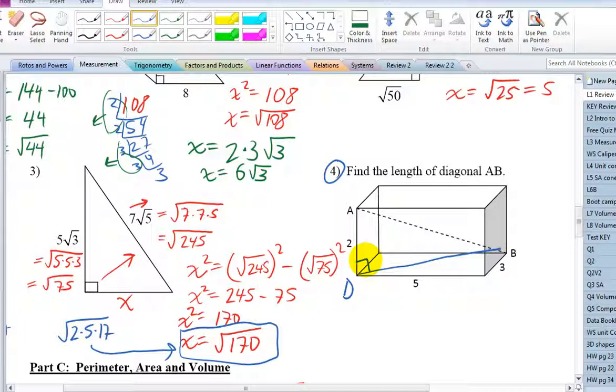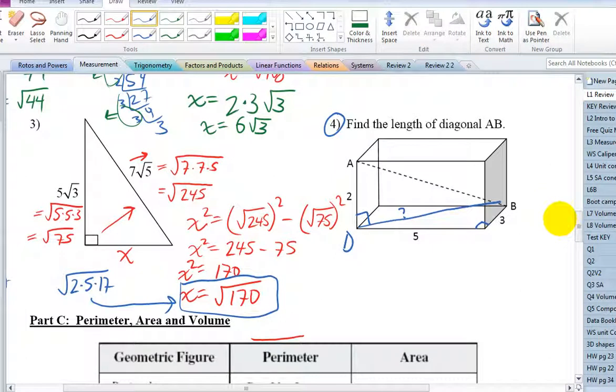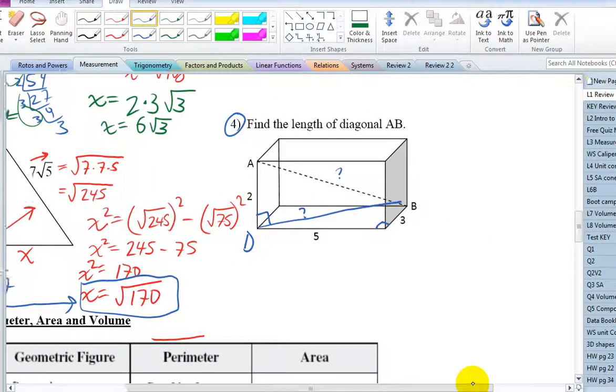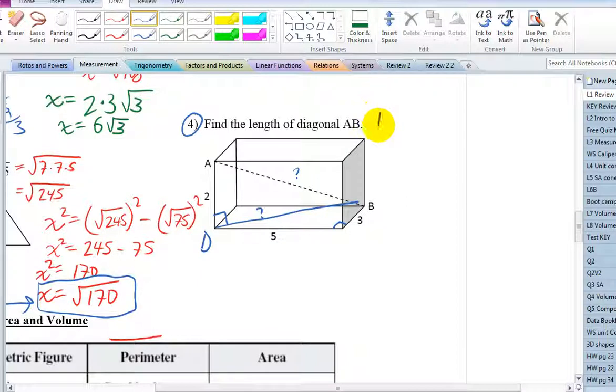Okay. So, a couple different ways we can do this. Basically, we got to figure out DB. What's the length of DB? How we do that is we use the 2 triangles. We use the triangle on the floor, which is the 5 and the 3, to find DB. Okay. Once we have DB, then we can use DB to find AB, right there. So you got to do Pythagoras twice. So let's find DB squared.